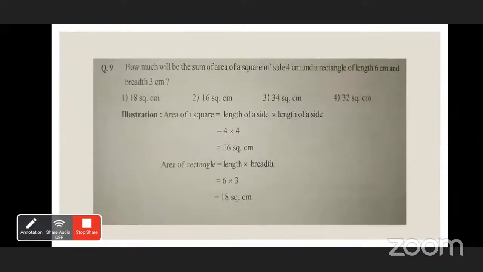See here, area of a square is length of a side into length of a side. So 4 into 4 is 16 square centimeters. Area of a rectangle is length into breadth. So by adding these two, we will get the sum of the area of the square and the rectangle.